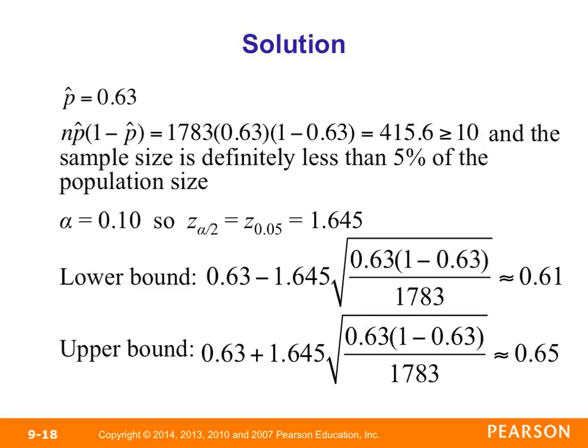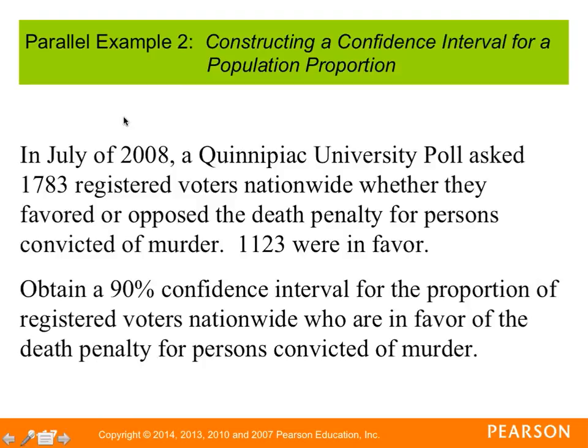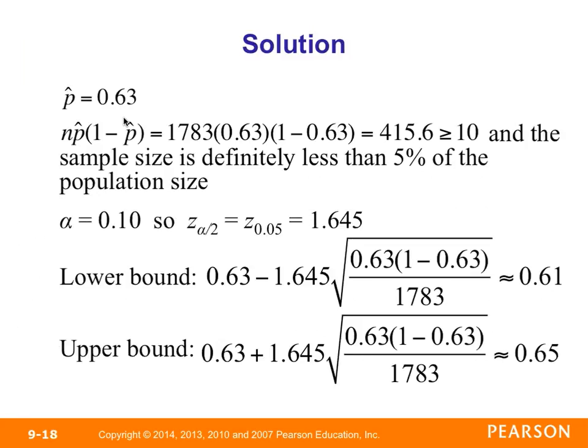So what we need to do is define some of these things. So p hat, that's our 0.63, that was taken just by taking our 1123 divided by our 1783. And then we need to make sure that n times p hat times 1 minus p hat is at least 10. And this one, it exceeds it by a lot. If you take 1,783, that's our sample size, multiply it by our p hat, which is 0.63, and multiply that by 1 minus 0.63, we get 415, which is obviously much greater than 10. So that condition is satisfied.